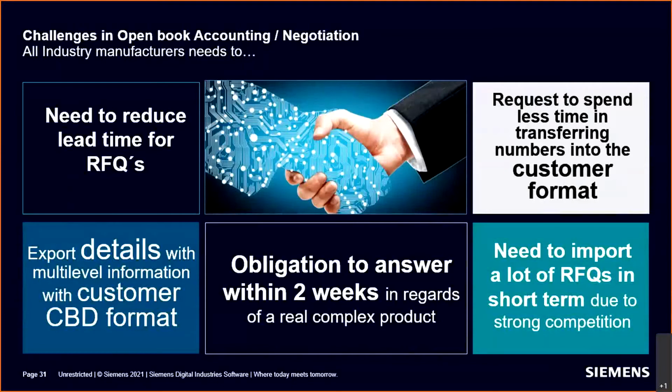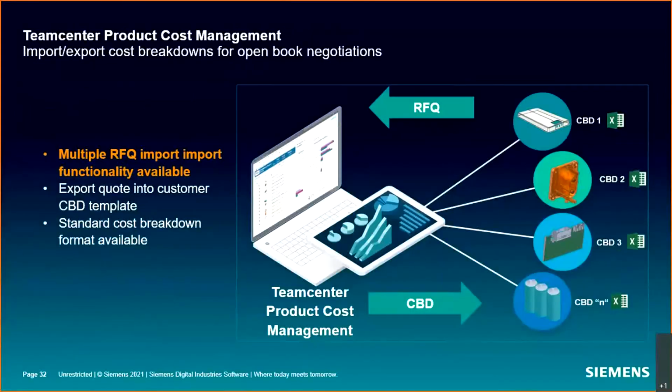So basically what we see is that here you have TcPCM and you have multiple cost breakdowns to import or even export to different customers. It depends if you're an OEM or a supplier from any industry. So what we've done, in orange, is that now I'm able to import multiple cost breakdowns, but you're also able to export customer cost breakdowns. You are able to export all these standard cost breakdown formats available.